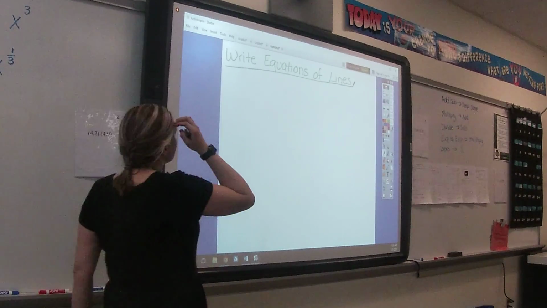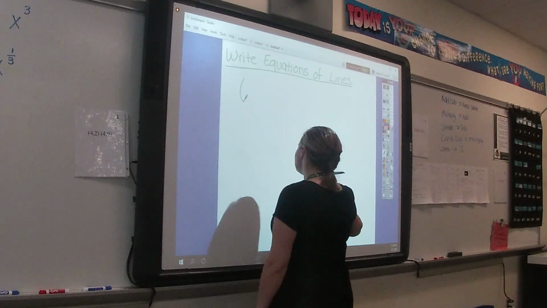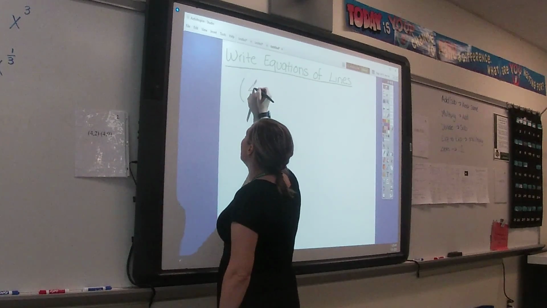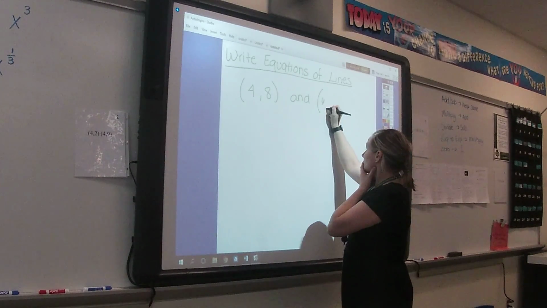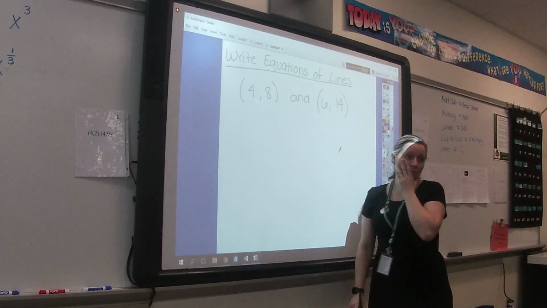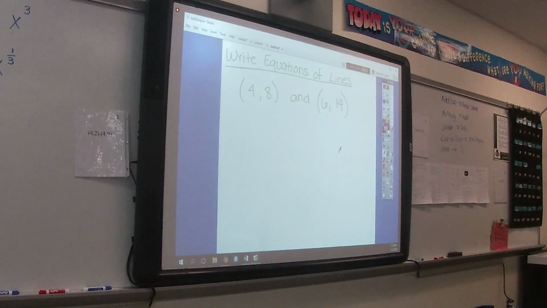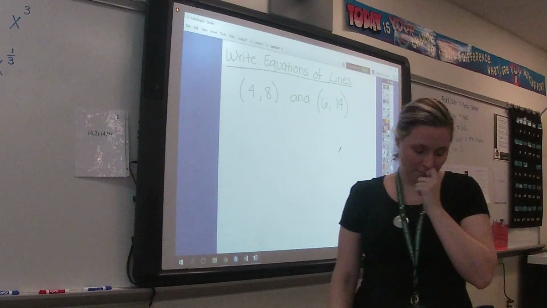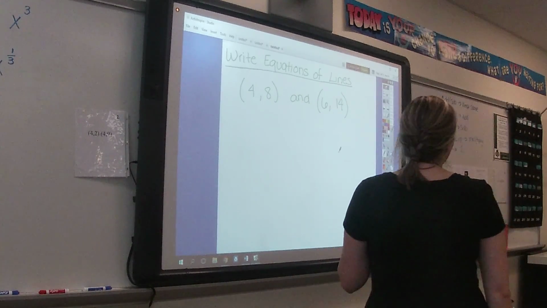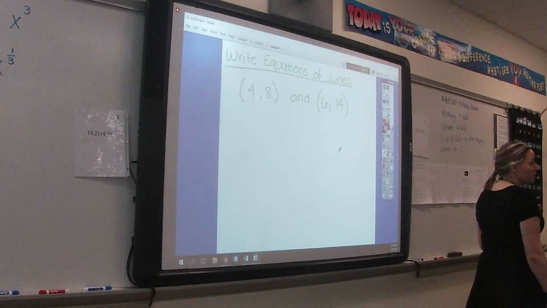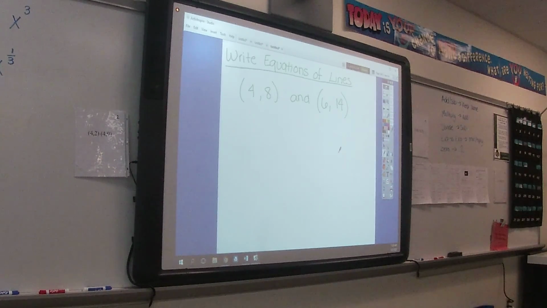So, for example, let's say we want to write the equation of a line that passes through the point (4, 8) and (6, 14). So I know 2 points, and that's all I know. We have to decide if this is a situation where we can use slope-intercept form, if we have undefined slope and can use x equals, or if we want to use point-slope form.